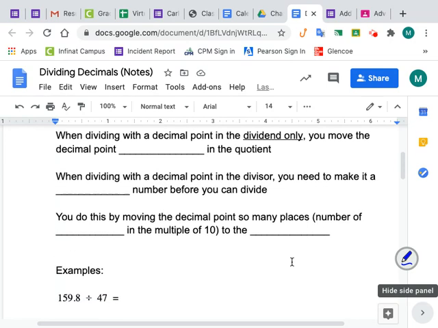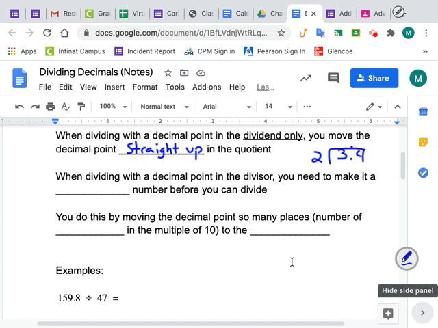So the rules that we're going to follow when dividing with a decimal point in the dividend only: you move the decimal point straight up in the quotient. So just real quick, if I had 3.4 divided by 2, I'm going to put it straight up in my quotient.